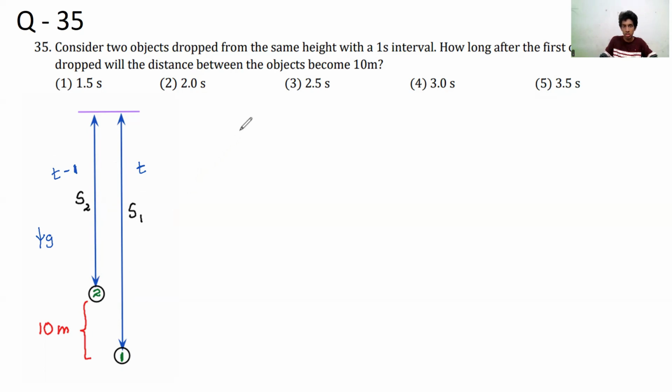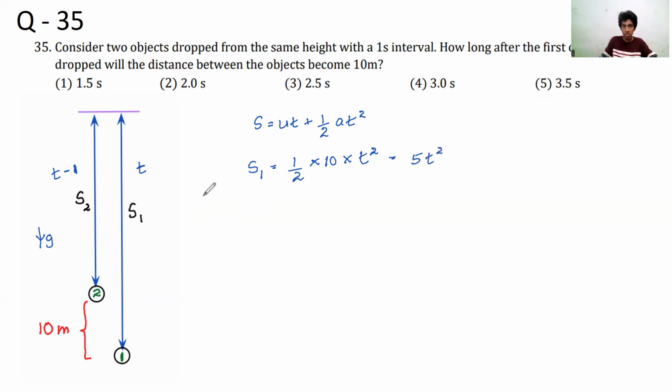So now we can apply S equals ut plus half at squared to both the objects. First let's apply it to the first object. Therefore S1 is equal to, as the initial velocity is 0, the term ut will become 0. Therefore, half into the gravitational acceleration, which is 10, into t squared. So this is equal to 5t squared.